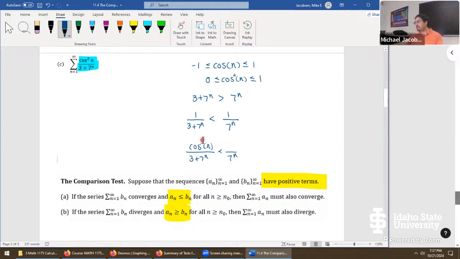Now that we have that, across the numerator, cosine squared n is less than or equal to 1, so we can just throw in a 1 there. Now we have two things. On the right, that's bn. On the left, that's an. When we say an, that means we're referring to the original series as summation an.